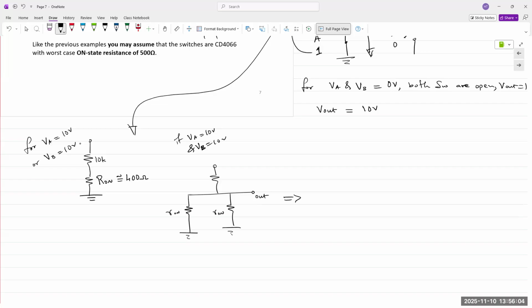And so this then becomes, if R on is, let's say, if you assume 400, this R on would be equal to R on divided by 2. So approximately equal to 200 ohms. Output voltage would now be slightly less, or actually half of what it was for the first one.